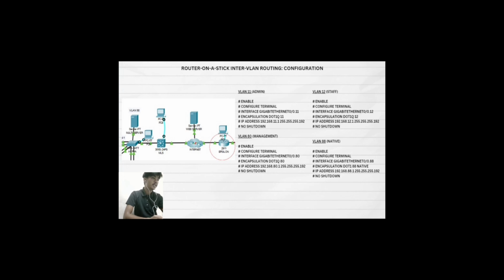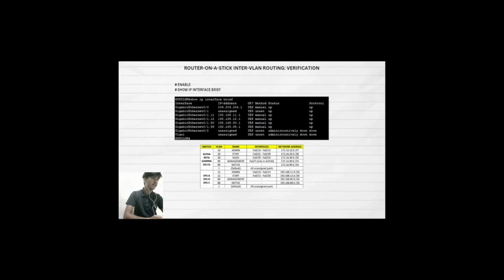And to see if our configuration is correct, we have to go to privileged user exec mode, and then type show ip interface brief. After that, this is what is going to appear. As we can see, our VLAN's interface has been activated, and the IP address for each one has been inserted correctly.